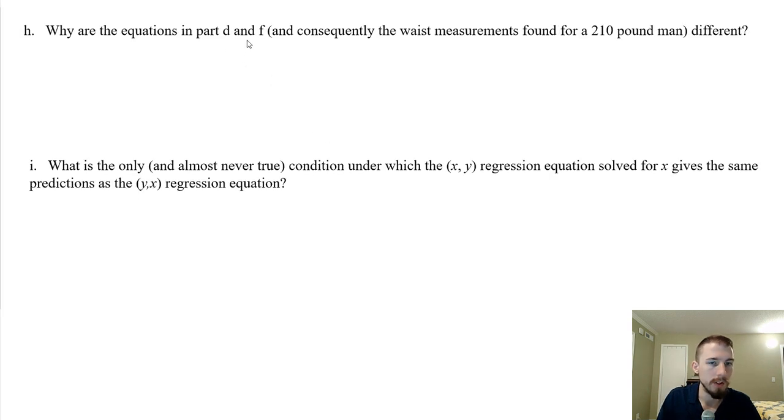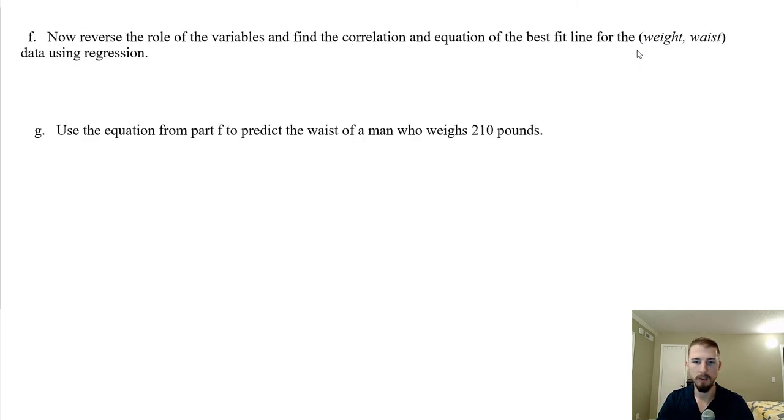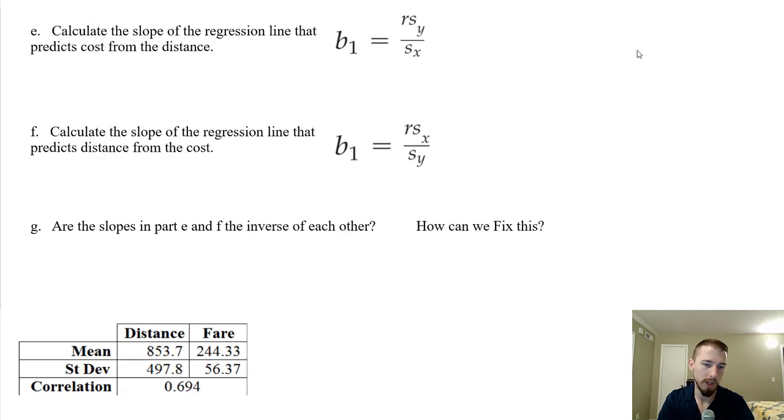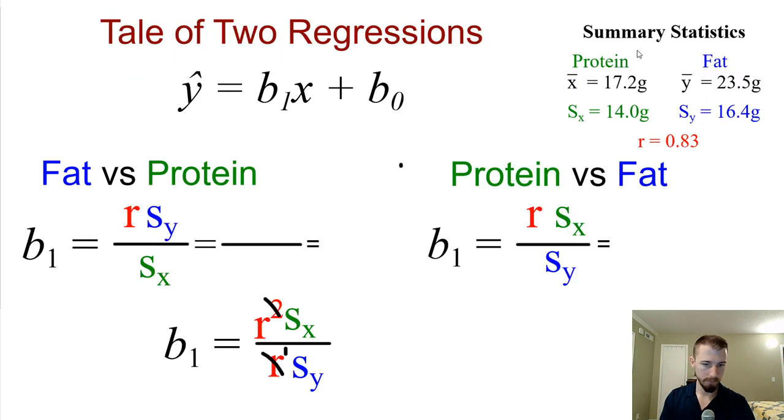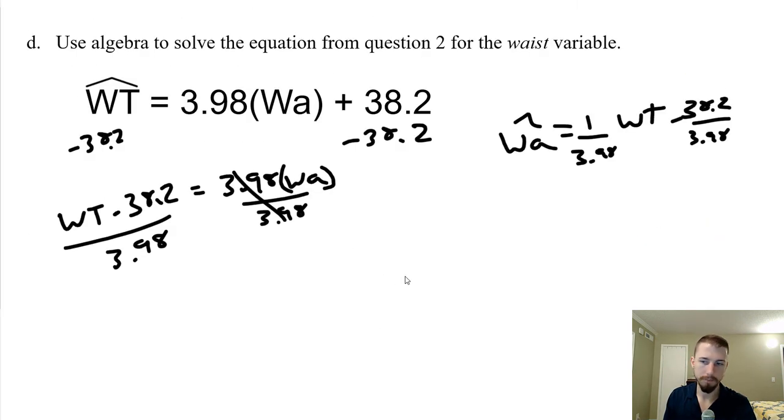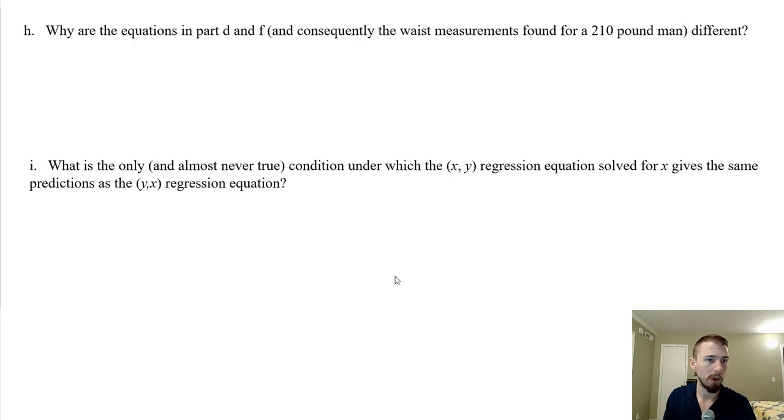Why are the equations in part D and F, and consequently the waist measurements found for the 210-pound man, different? The reason they're different is whenever we take the reciprocal of the slope, the correlation gets put in the denominator, and so the way that we fix that is by multiplying the correlation by r squared, which is what we saw here. Once you multiply by r squared, that fixes the whole thing, but then also we would have to reevaluate the y-intercept as well.